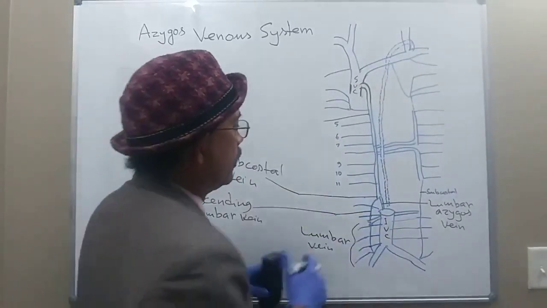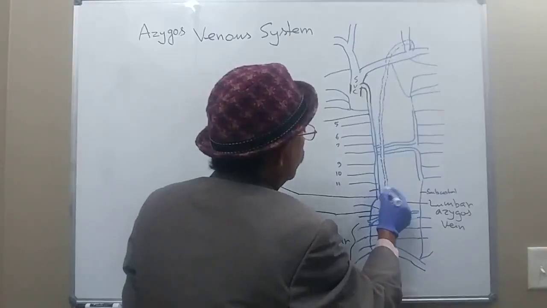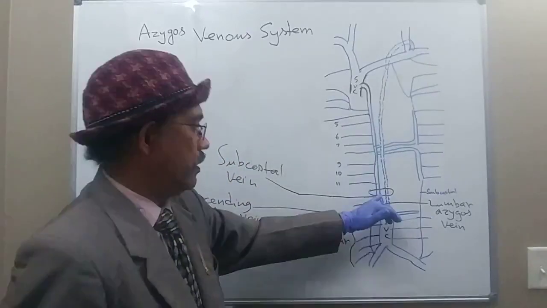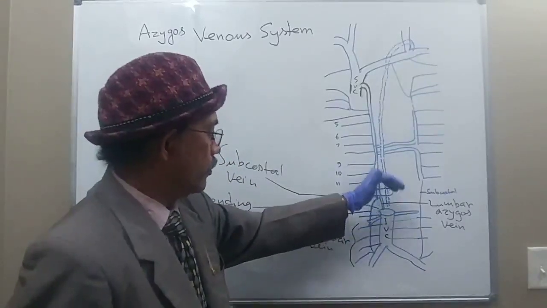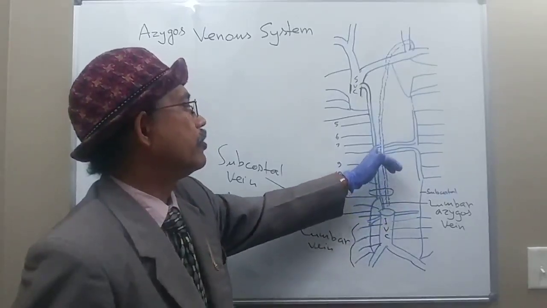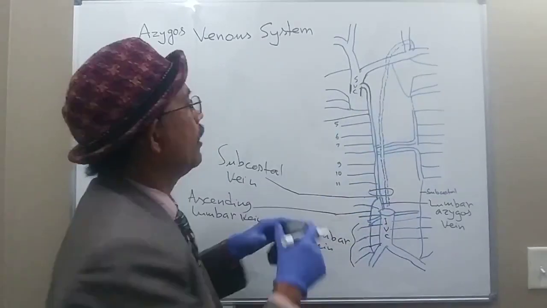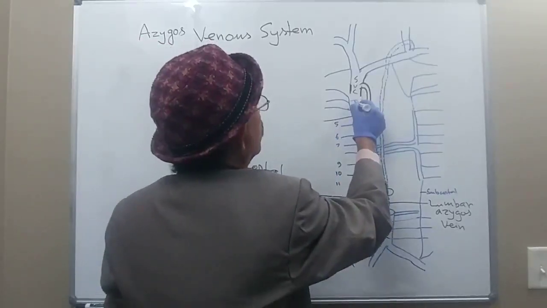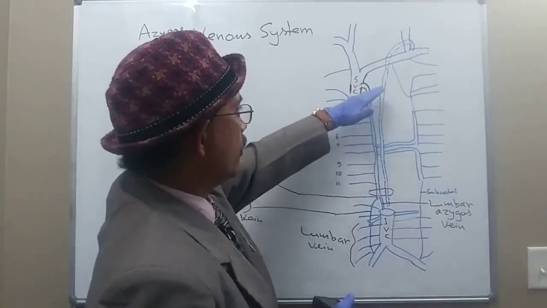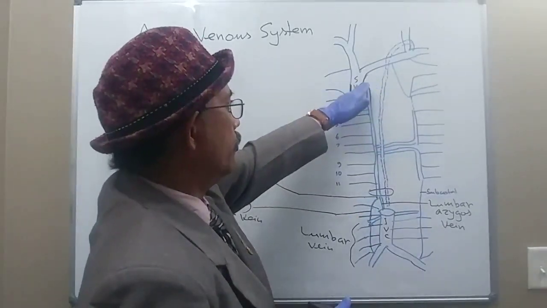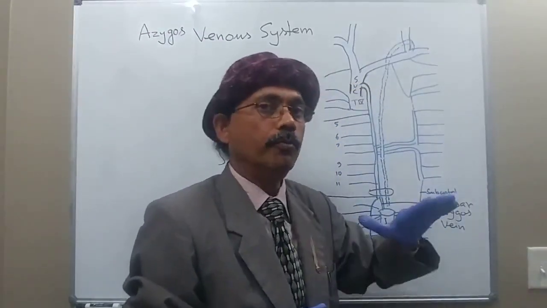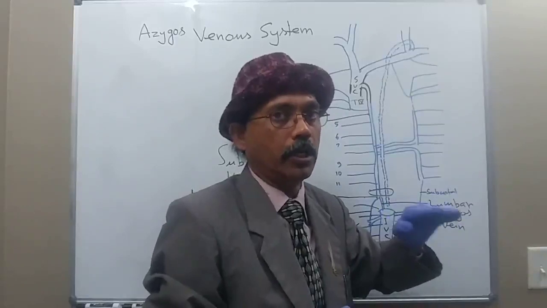Then it enters the thorax through the aortic opening of the diaphragm, and it passes as a content of the posterior mediastinum at the level of T4. Then it turns anteriorly and moves over the root of the right lung and opens into the superior vena cava before the superior vena cava opens into the pericardium.